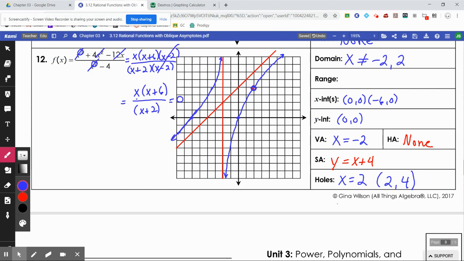So your range, notice that there is a break in the graph, but there's a y value over here that compensates for it. So you'll have an infinite range here, from -infinity to +infinity.